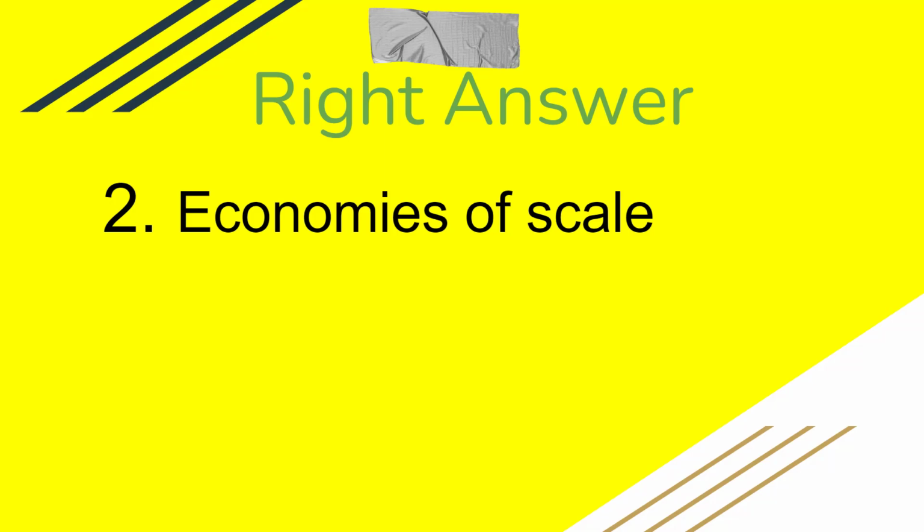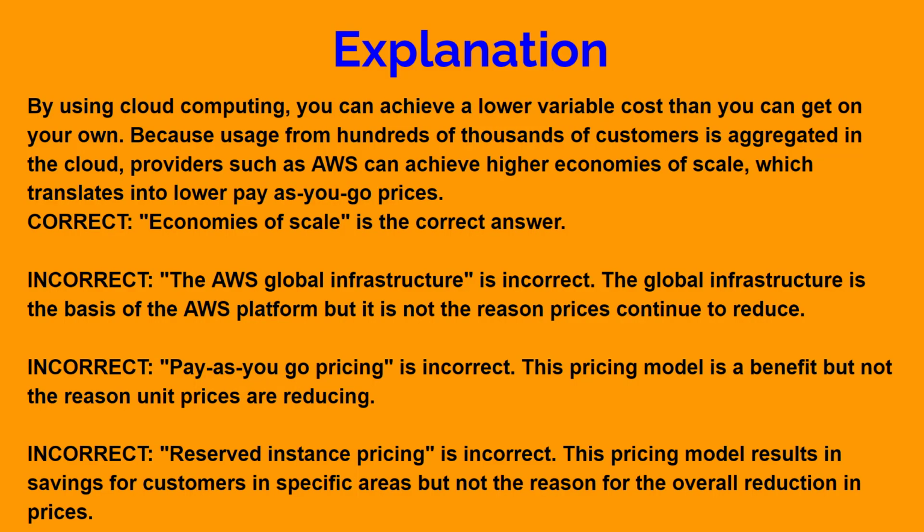Economies of scale. Explanation. By using cloud computing, you can achieve a lower variable cost than you can get on your own. Because usage from hundreds of thousands of customers is aggregated in the cloud, providers such as AWS can achieve higher economies of scale, which translates into lower pay-as-you-go prices. Correct. Economies of scale is the correct answer.